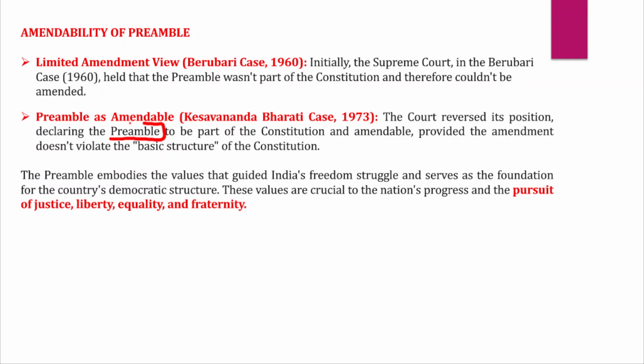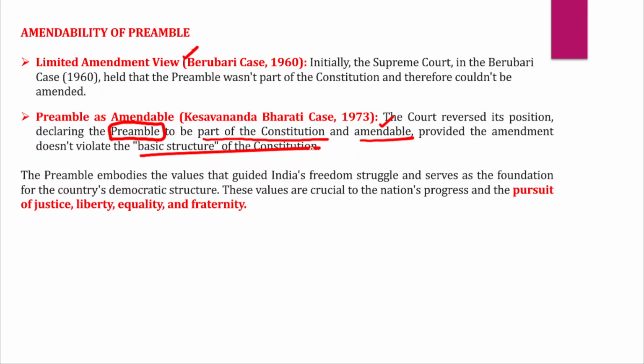It has declared that the preamble is part of the Indian Constitution, but in the Berubari Union case, the court held that no, it's not part of the Constitution. But in the Keshwanand Bharati judgment, the Supreme Court held that it is part of the Constitution and it is subject to amendment, provided that the amendment made to the preamble does not violate the basic structure of the Constitution. This is what the Supreme Court held in the Keshwanand Bharati judgment of 1973. So this is the amendability part of the preamble.